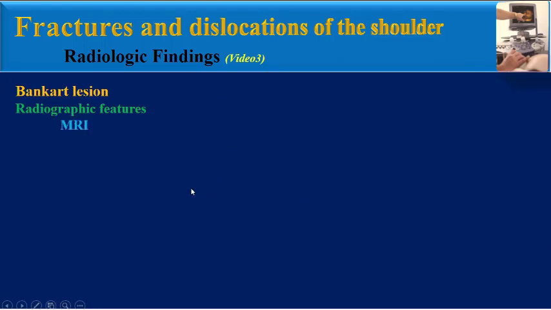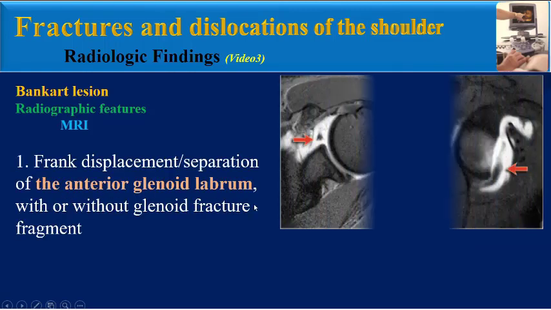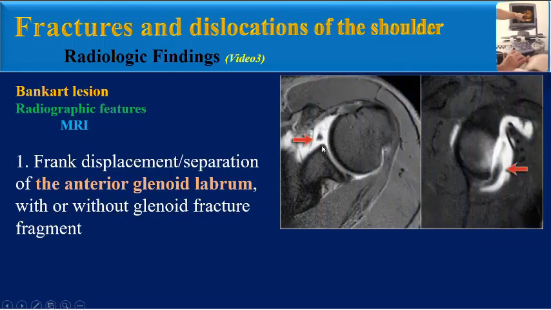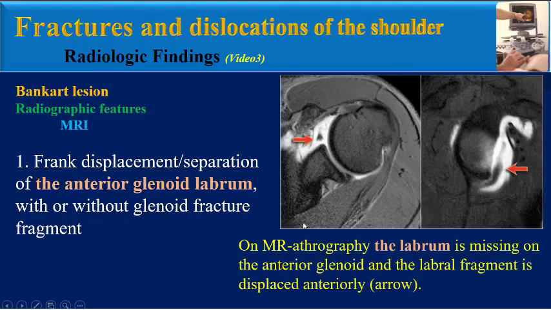What are the MRI findings of the Bankart lesion? The first one, a frank displacement or separation of the anterior glenoid labrum with or without glenoid fracture fragment. In this MR arthrography, the labrum is missing on the anterior glenoid and the labral fragment is displaced anteriorly.